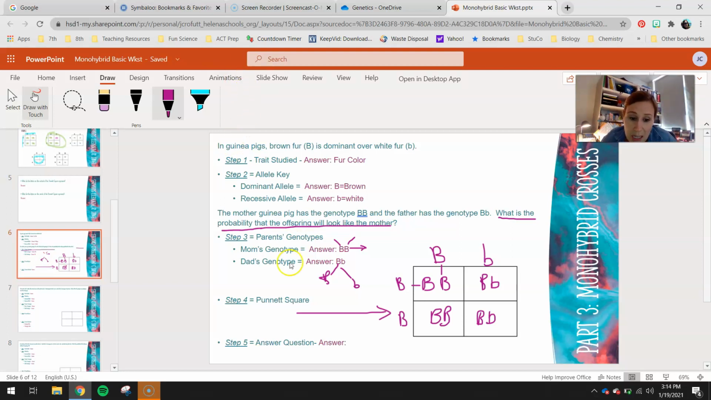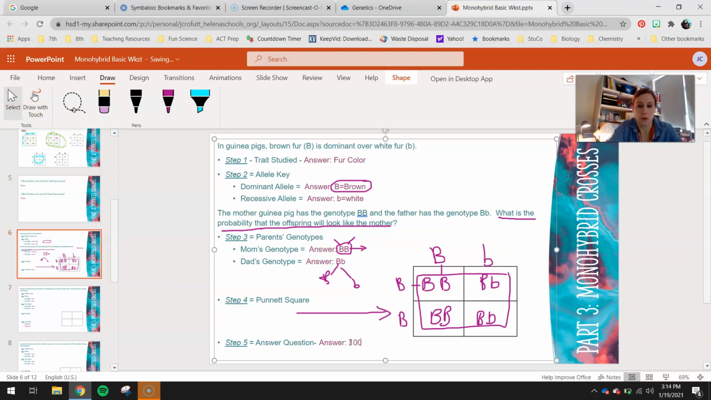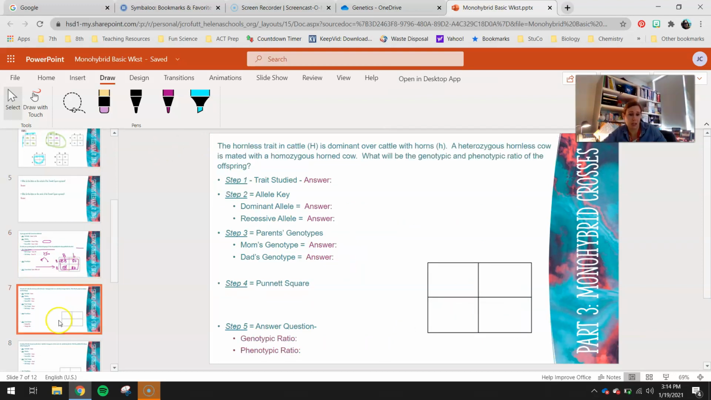So if we look at this, mom is big B. She has brown fur. So we're going to look at all of these offspring that have a capital B in them, which happens to be all of them. So your answer would either be 100%, or you could say 4 out of 4. Any of those are options for you. You could either do it as a percent or a fraction. So that's the answer to that question. The next one I just want to touch on with you, but I'm not going to leave the answers in this one.